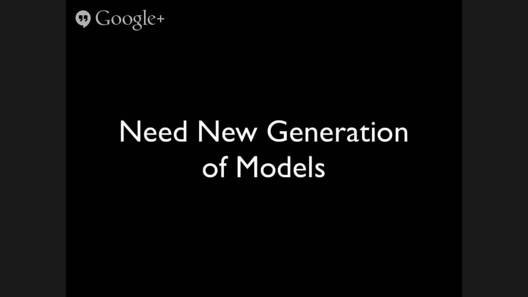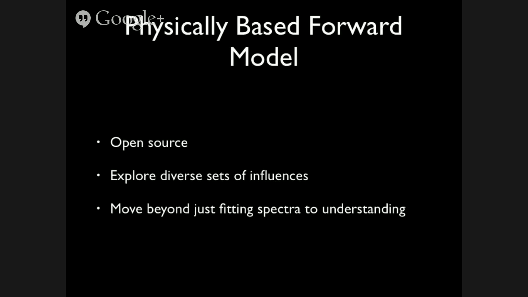So what are we going to do? I think we need, as a community, to move on to a new generation of models. I think we need a physically based forward model. Ideally, it would be open source. It would allow us to explore a diverse set of influences, document better exactly how these things work, bring more, fresher ideas into the problem of how to approach this, and hopefully move beyond just fitting models of spectra, to better understanding.